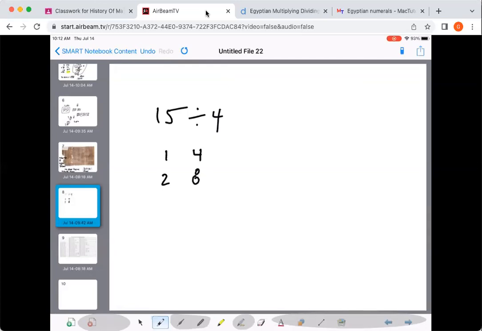So the thing you can do now is go back to the beginning, but instead of doubling, you can take half. And they had fractions. So half of 1 is 1/2, and half of 4 is 2. I'm going to make a note. We have 12, so we need 3 more.